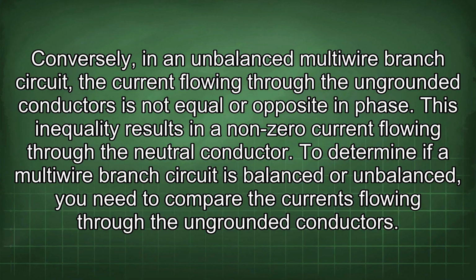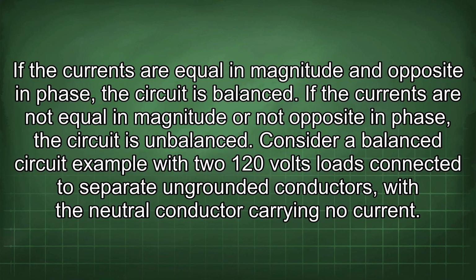To determine if a multi-wire branch circuit is balanced or unbalanced, you need to compare the currents flowing through the ungrounded conductors. If the currents are equal in magnitude and opposite in phase, the circuit is balanced. If the currents are not equal in magnitude or not opposite in phase, the circuit is unbalanced.